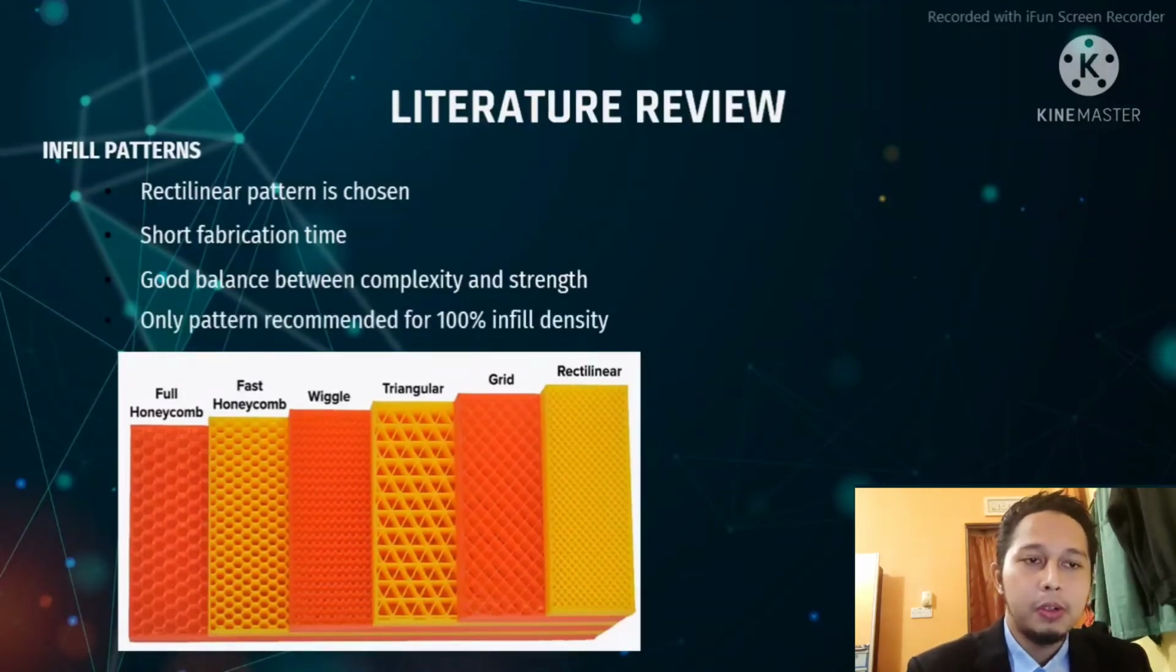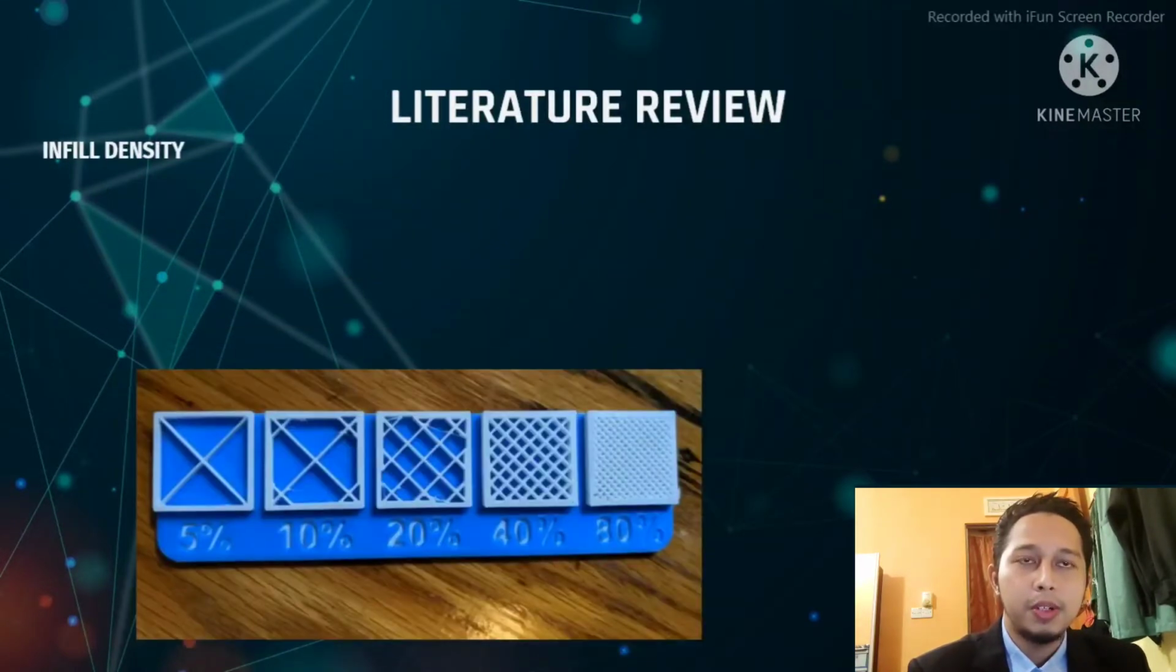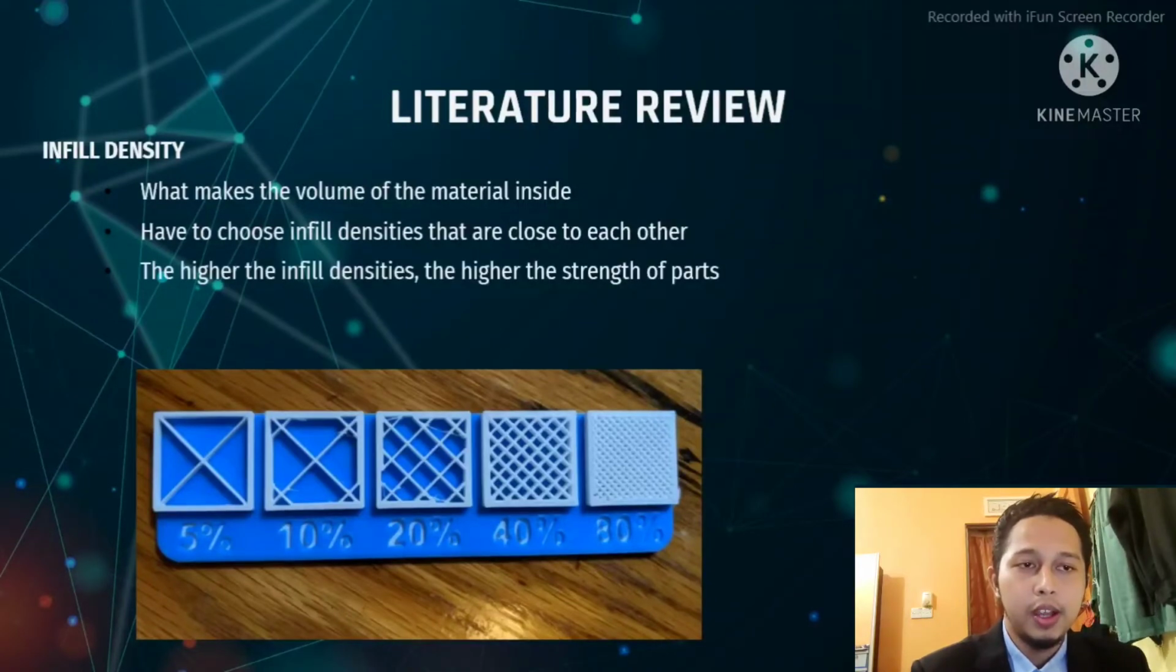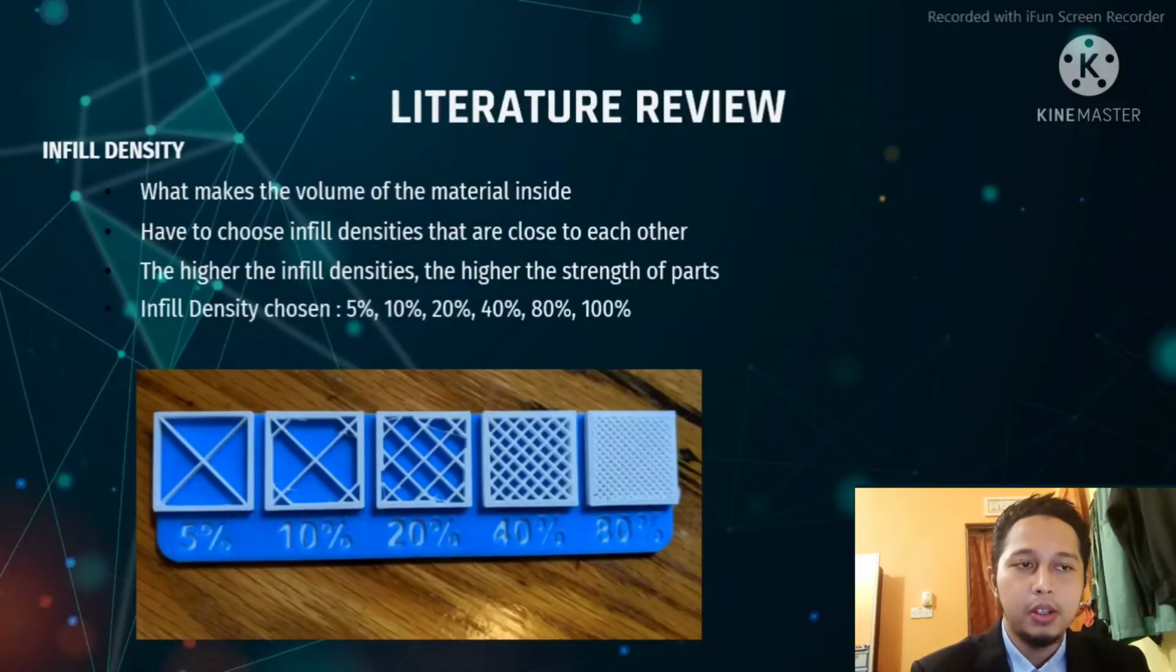Next, the parameter that will be studied is the infill density. The infill density ranges from 1 to 100%. Therefore, the chosen densities must be sequential and close to each other. Generally, the higher the infill density, the higher the strength of the parts. Hence, 6 models will be used and the infill densities chosen are 5%, 10%, 20%, 40%, 80%, and 100%.